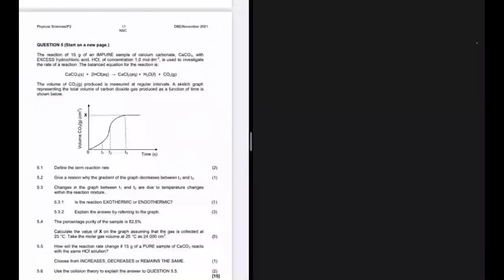The reaction of 15 grams of an impure sample of calcium carbonate with excess hydrochloric acid of concentration 1 mole per decimeter cubed is used to investigate the rate of the reaction. And then we're given the balanced equation for the reaction. It goes on to say that the volume of CO2 produced is measured at regular intervals. And then we have the sketch with the volume of the CO2 on the y-axis and the time on the x-axis. The first question, 5.1, says define the term reaction rate.